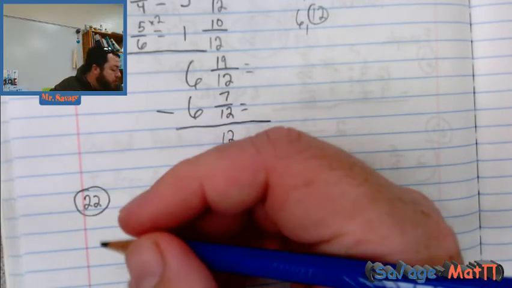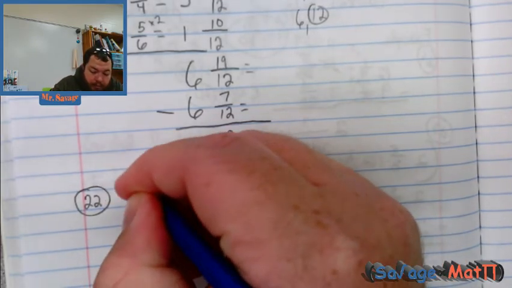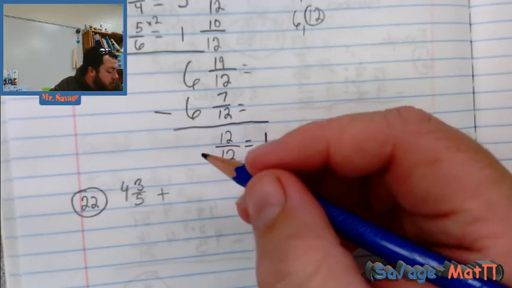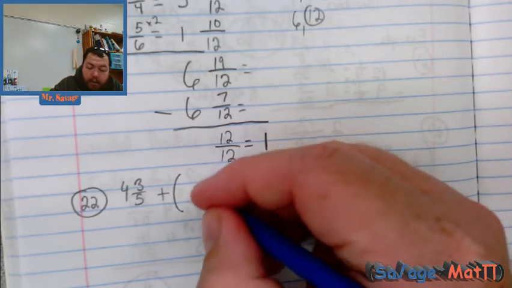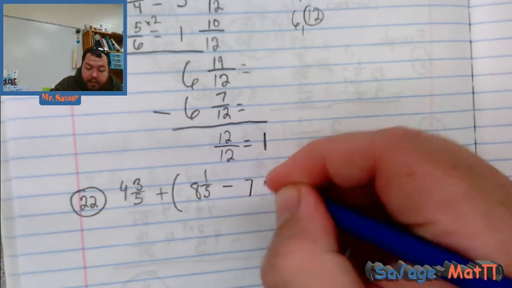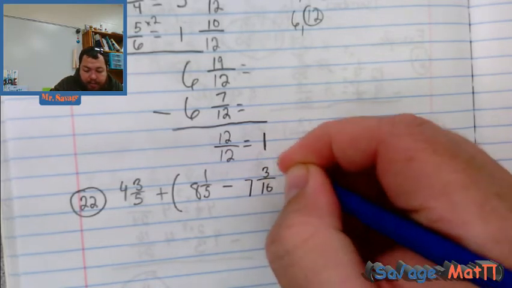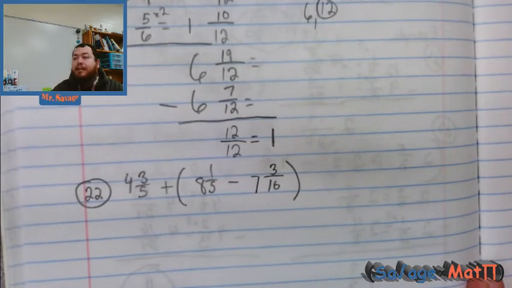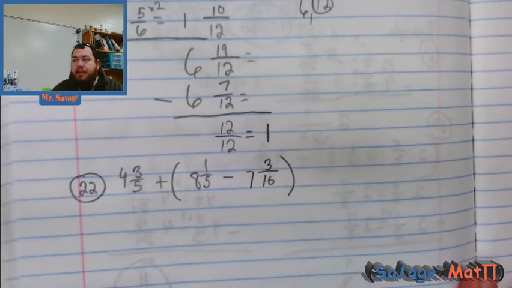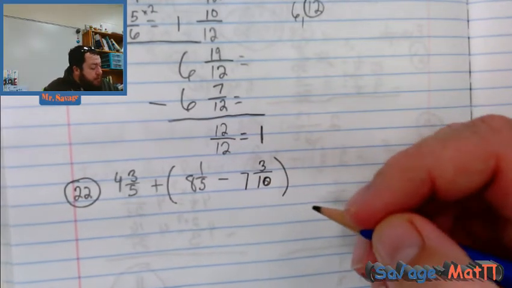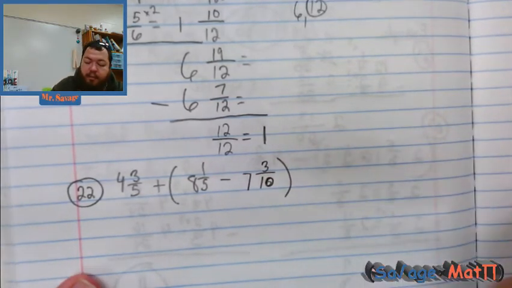Number 22 is 4 3/5 plus, in parentheses, 8 1/5 minus 7 3/10. Okay. Now the first thing I need to do is solve what's in the parentheses, which is 8 1/5 minus 7 3/10. So I'm going to write this in column form.